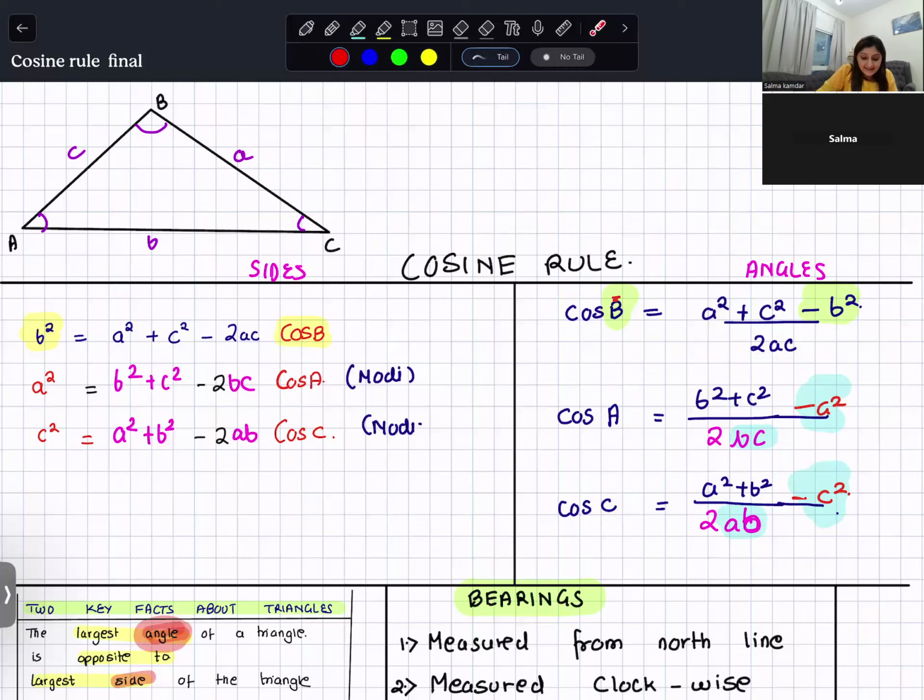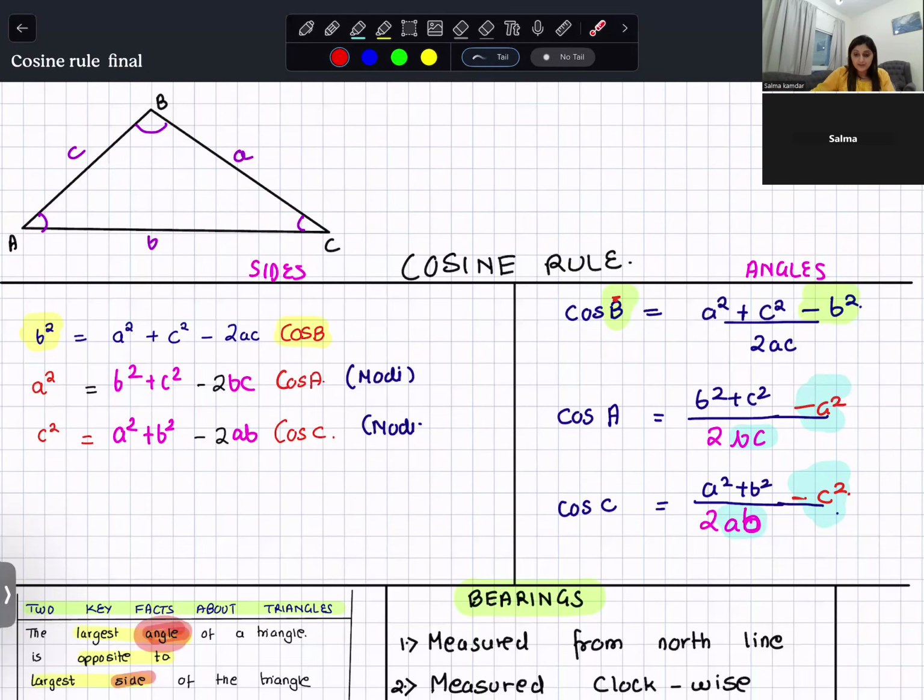So if you're finding angle A, cos A would be b square plus c square minus a square over 2bc. If you're finding angle C, it would be a square plus b square minus c square over 2ab. You would minus the side that is opposite the angle that you are finding. Remember, you will minus the side that is opposite the angle that you are finding.